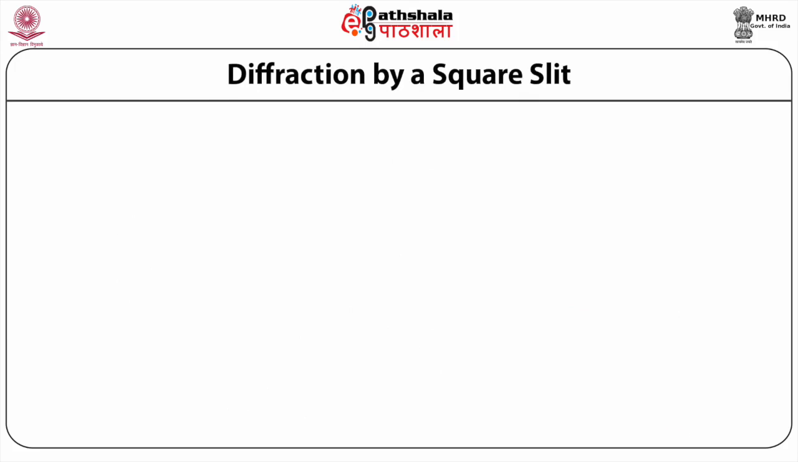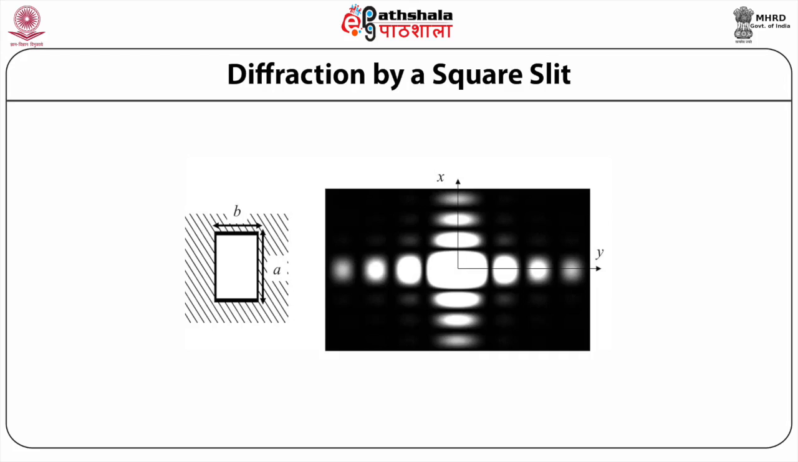Let's understand it further. What is diffraction by a rectangular or a square slit? As shown in this picture, light is incident upon the aperture, which has dimensions a and b along the x and y directions, and the pattern you see on the screen looks like this. If the dimensions of the slit, a and b, are comparable with the wavelength of the light used, you must see a diffraction pattern along both the directions x and y.